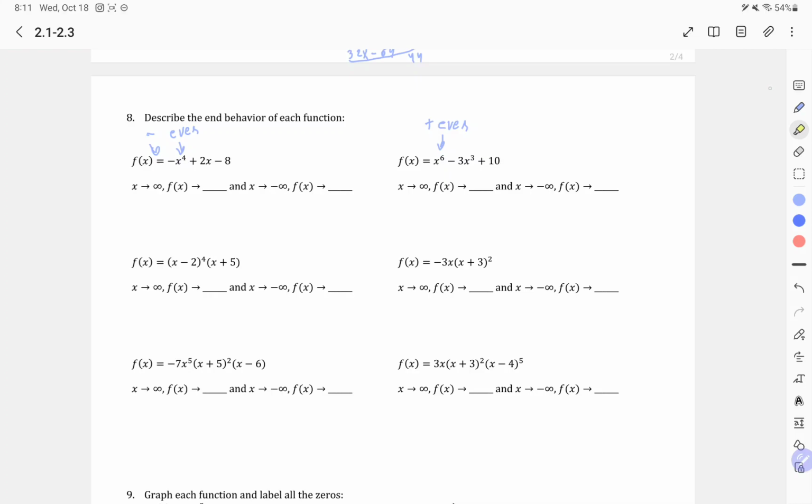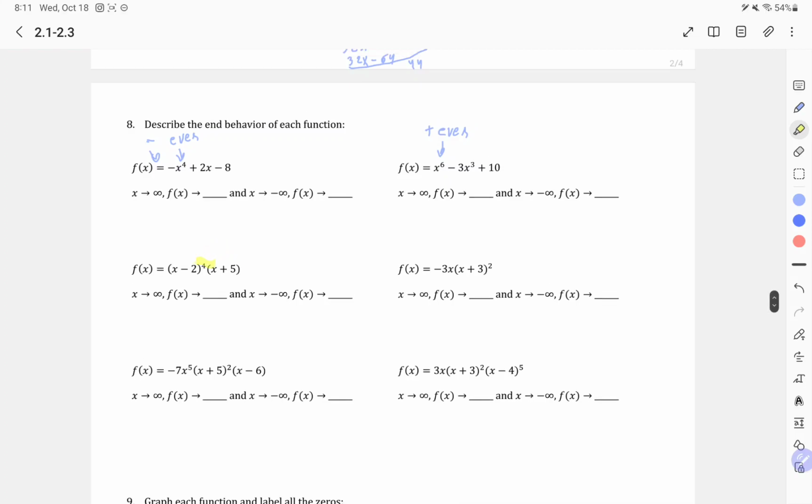Now we look at this big boy over here. We have x minus 2 to the power of 4. What does that give us? Well, we need to see. 4 plus this exponent here that we don't see. It's 1. This invisible man. 1 exponent plus 4 exponent is 5 exponent. That is odd, right? Do we have a negative leading coefficient? No, we do not. So it is positive odd.